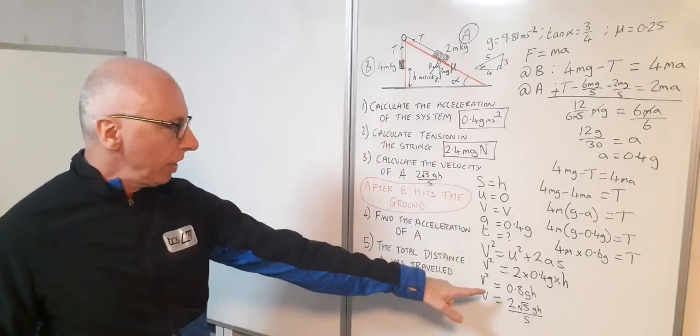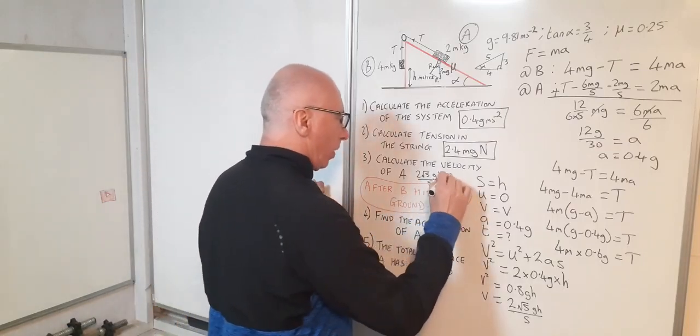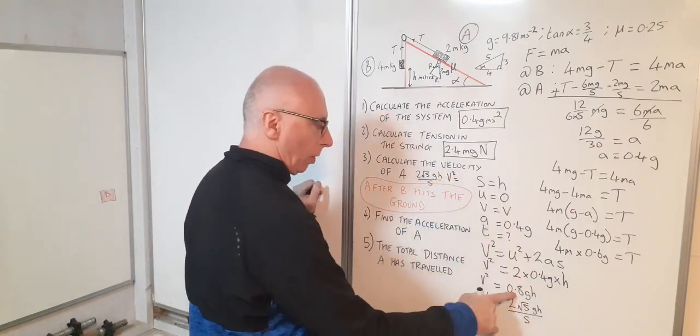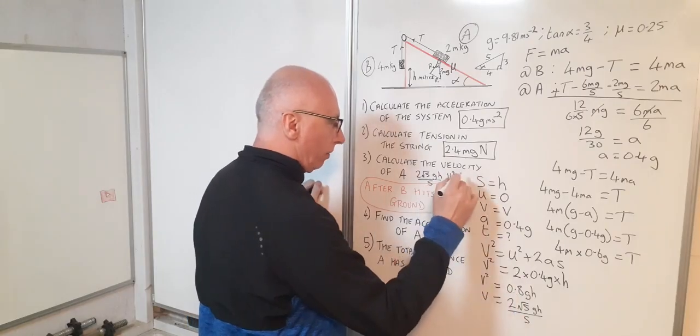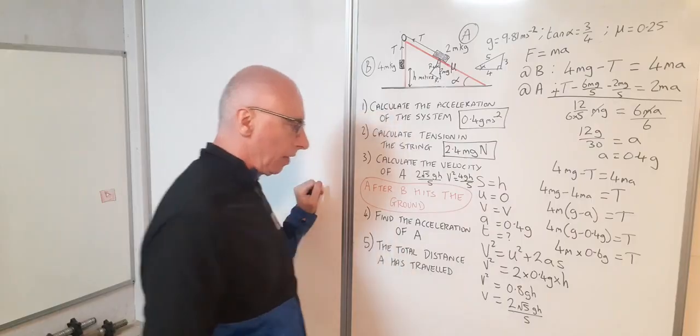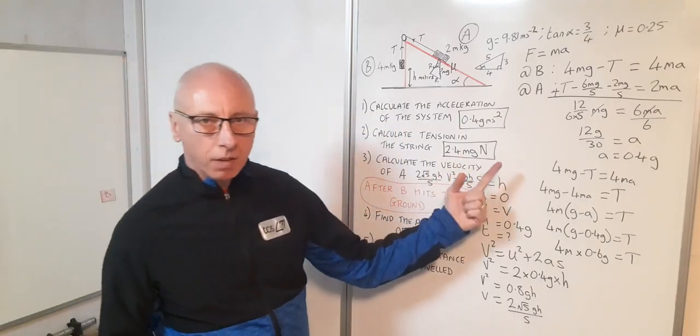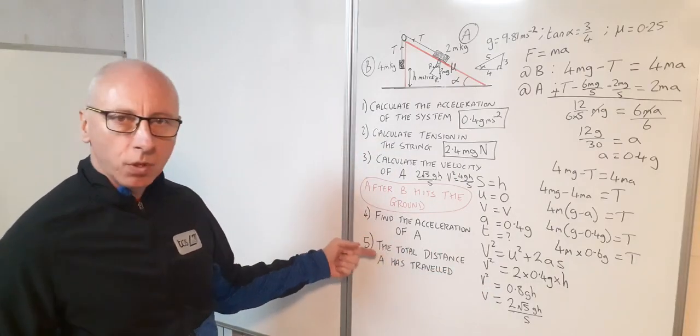Now I'm going to keep my v squared because I might need that a little bit later. V squared equals 0.8 gh, so 4 gh over 5. Okay, so now we're into the second phase. So I'm going to clear this off and then we're going to have a look at question 4 and question 5.